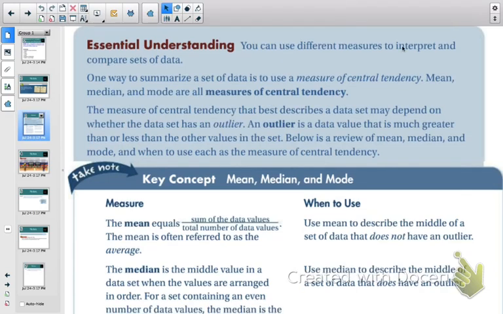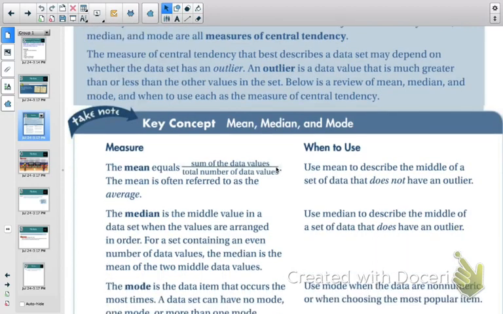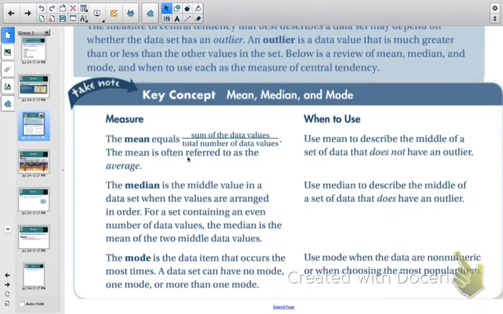This says you can use different measures to interpret and compare sets of data. One way to summarize a set of data is to use the measure of central tendency, meaning the center. So mean, median, and mode are all ways you can measure the center of a data set. The measure of central tendency that you would want to use depends on whether the data has an outlier or not. An outlier is a data value that is either much greater or much less than the other values, so it kind of doesn't really follow the pattern of the other data. Below is a review of what the mean, median, and mode are and when to use each of them.